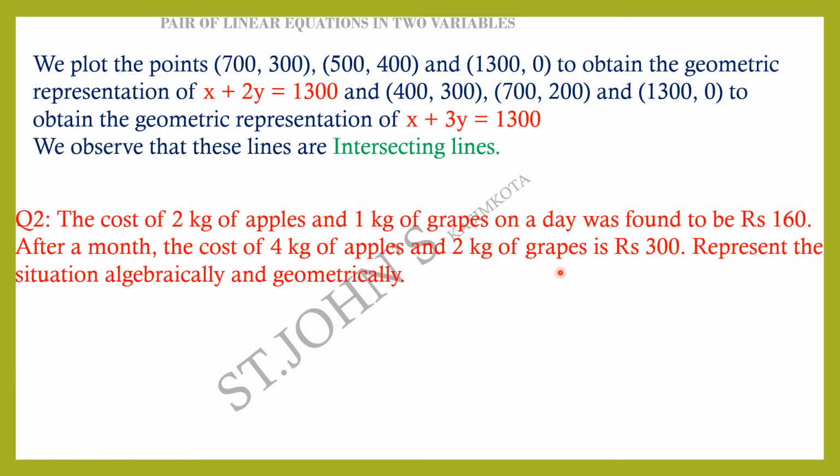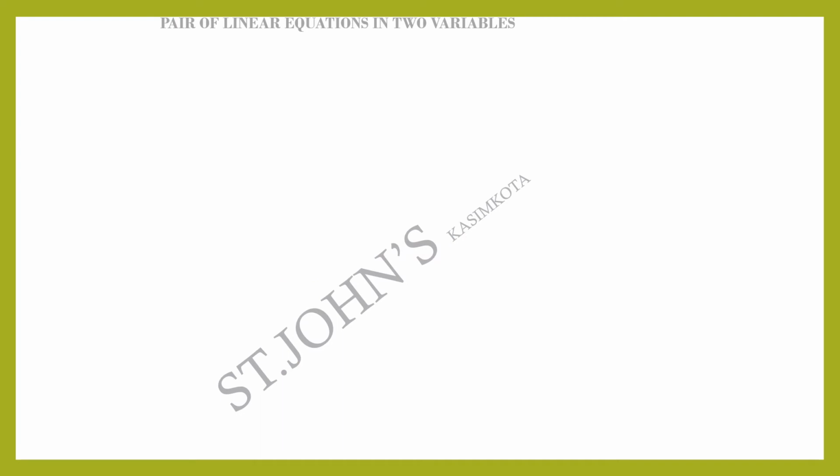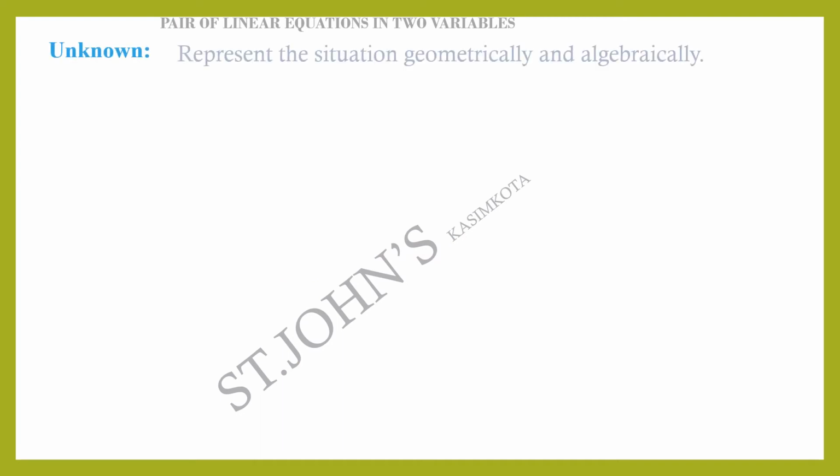Okay. So let the cost of 1 kg apple equal x rupees and the cost of 1 kg grapes equal y rupees. These two are unknown values. Are you clear? First of all, you have to write the given data. So what is the given data? Cost of 2 kg apples and 1 kg grapes is 160 rupees. Cost of 4 kg apples and 2 kg grapes is 300 rupees. Now the unknown value: represent the situation geometrically and algebraically.